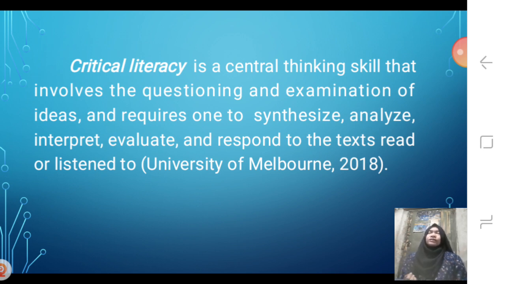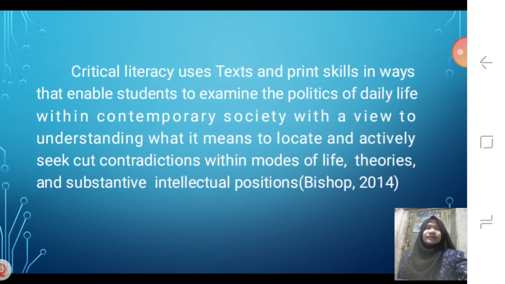It's about thinking, forming questions, and of course answering the questions in your mind by being critically literate. And then the next definition is from Elizabeth Bishop, 2014. According to her, critical literacy uses text and brain skills in ways that enable students to examine the politics of daily life within contemporary society, with a view to understanding what it means to locate and actively seek out contradictions within modes of life, theories, and substantive intellectual positions.